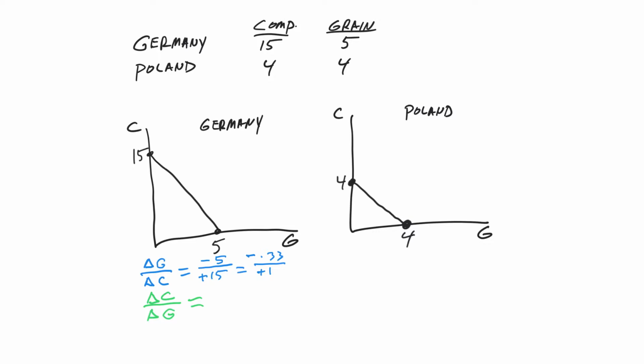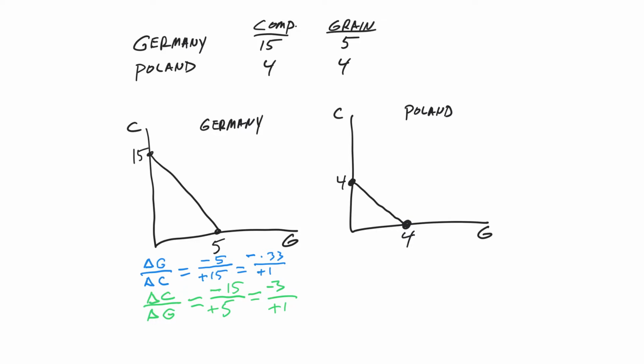Okay. So, 5 grain will cost us 15 computers. So if we go out here, we go from 0 to 5. We would have to give up 15 computers to get there. 5 grain costs us 15 computers. And 15 divided by 5, okay, is 3, or 0.33 reciprocal. Okay. So, 1 grain costs 3 computers.